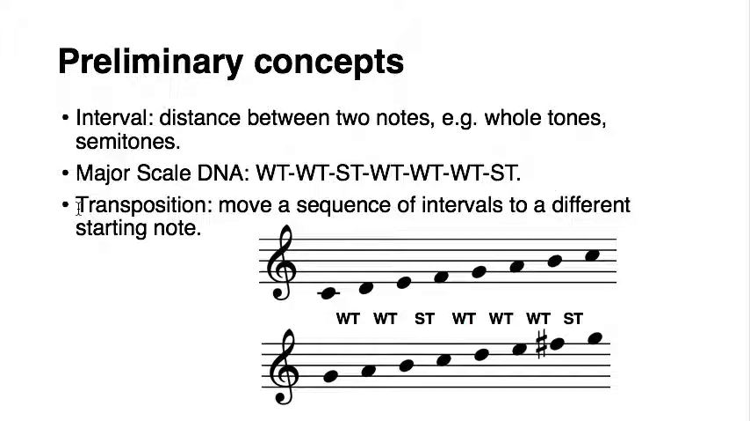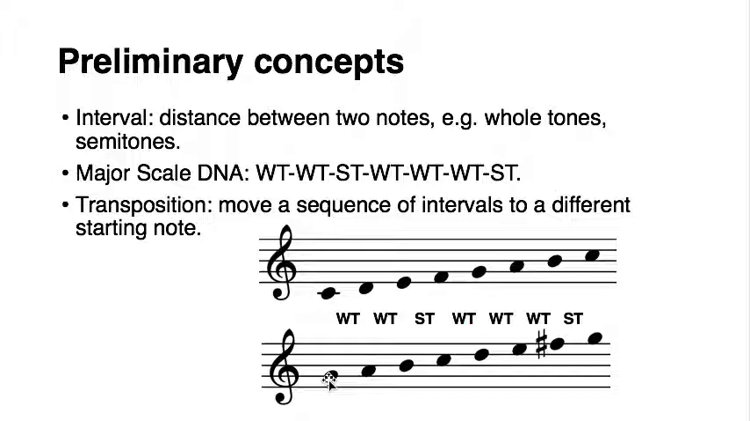Transposition is the act of moving a pattern or a sequence of intervals to a different starting point, a different starting note. If we move the major scale's whole tone semitone pattern from C here to any other note, like in this case G, we can get a major scale starting on G, or really any other note. The C major scale sounds like this, at scale degrees 1 through 7, and then ending on scale degree 1, an octave above where we started.